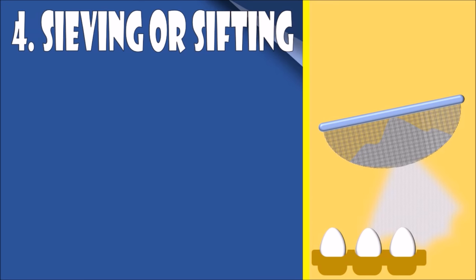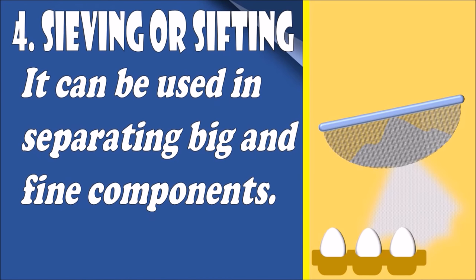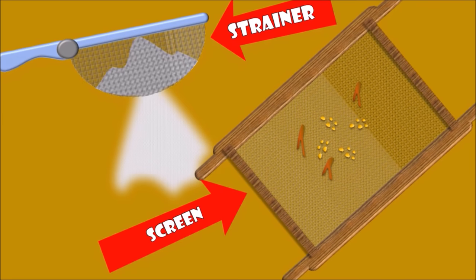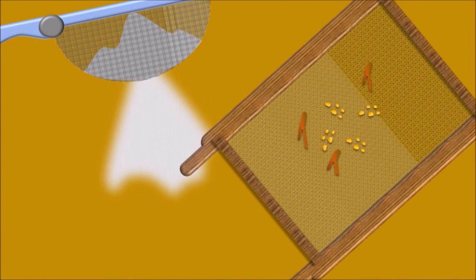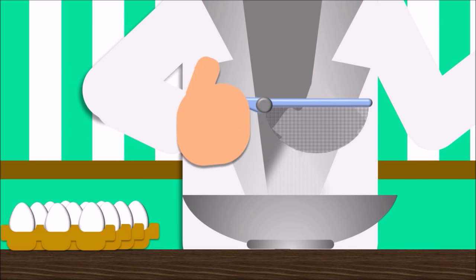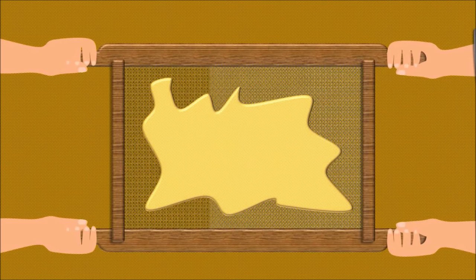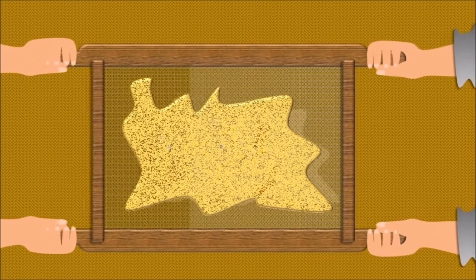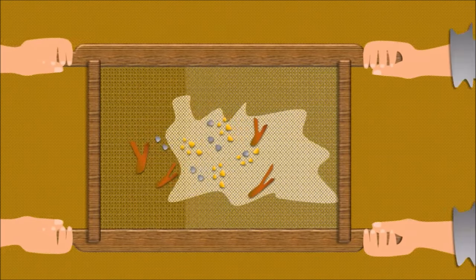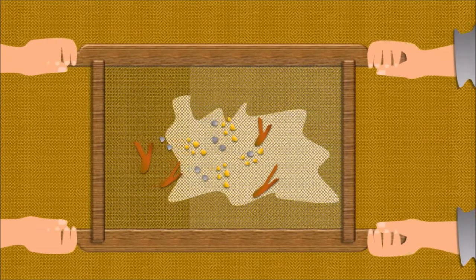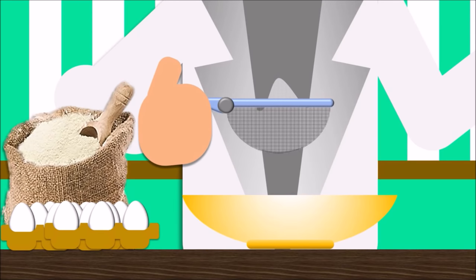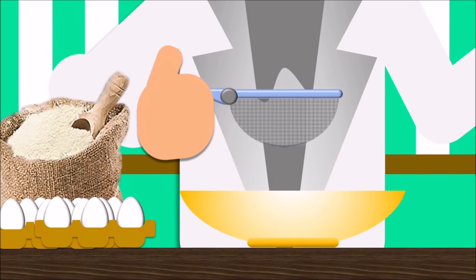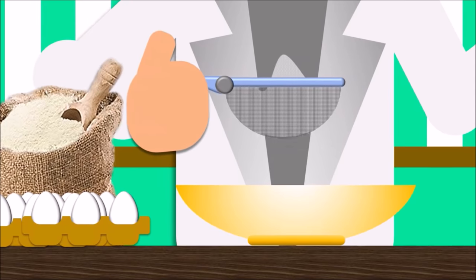Number 4. Sieving or sifting. Mixtures with big and fine components can be separated by sieving. Sieving involves using a strainer or a big screen to separate the big and fine components of a solid mixture. The strainer allows only the fine particles to pass through it and prevents the larger ones. For example, construction workers need fine sand to mix in the cement. But sand contains big and fine particles together with rocks, twigs, wood, and others. When your mama is baking, she uses a sifter or strainer to separate the fine and big particles of the flour or sugar.